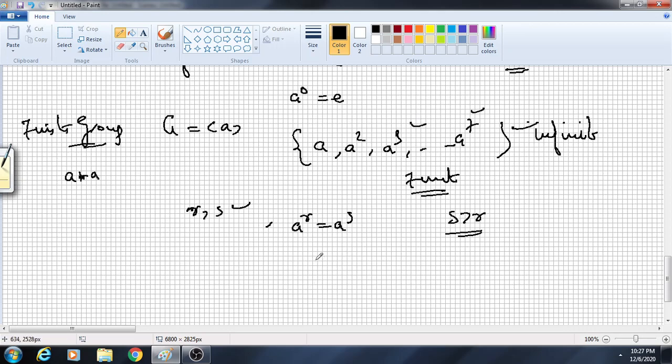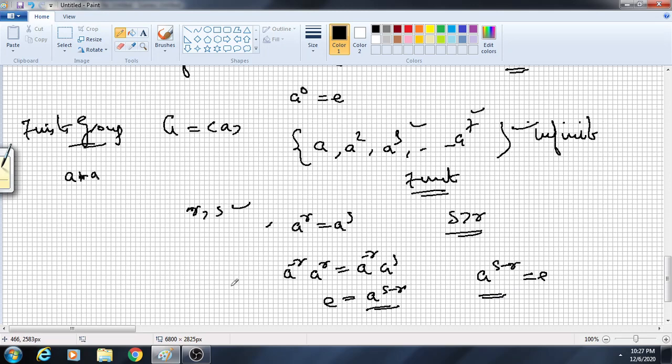If you get it like this, what can I say? In the next step, I can multiply by the inverse of a raised to r. Here a raised to minus r into a raised to r is equal to a raised to r minus r into a raised to s. This is actually identity, equal to a raised to s minus r. So I am getting that a power of a is equal to identity.